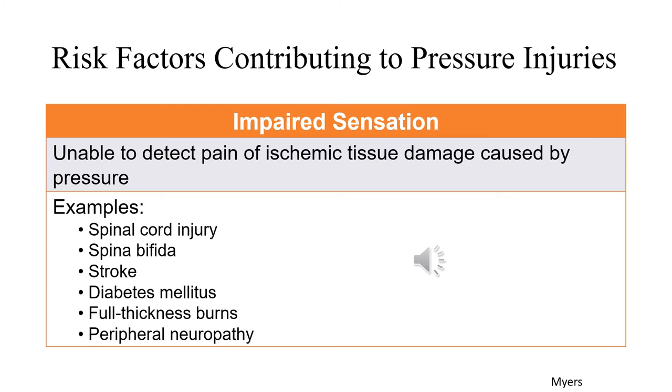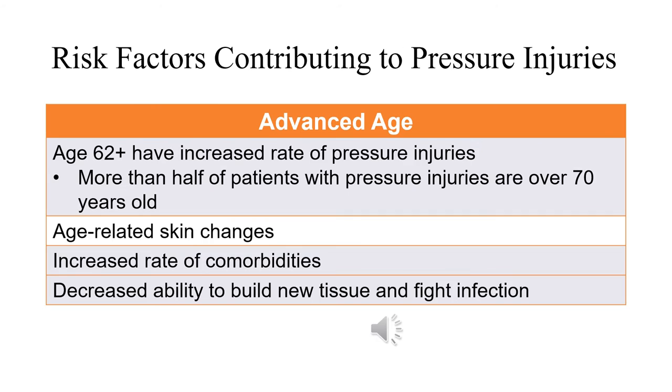Examples of that would be listed below. Spinal cord injury comes to mind a lot. Patients with neuropathy, secondary to diabetes, those types of folks that have any nerve ending damage, would be at very high risk for pressure injury development.